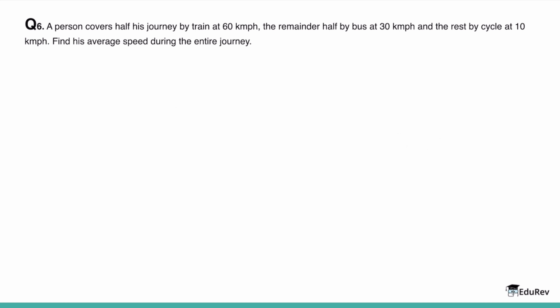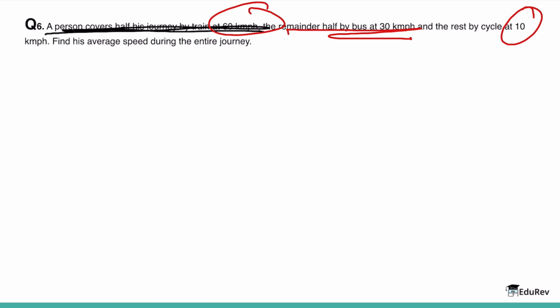Question number 6 says, a person covers half its journey by train at 60 kilometers per hour, and the remaining half by bus at 30 kilometers per hour, and the rest by cycle at 10 kilometers per hour. So we need to find the average speed during the entire journey.